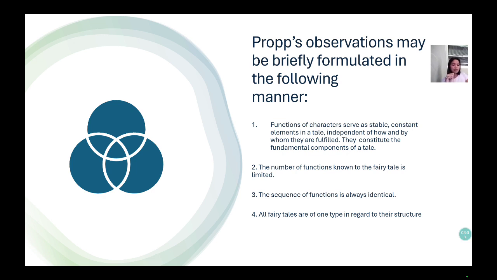To recap: number two, the number of functions known to the fairy tale is limited. Number three, the sequence of functions is identical. Number four, all fairy tales are of one type in regard to their structure. Based on these patterns, Propp concluded that all fairy tales share common structural frameworks.